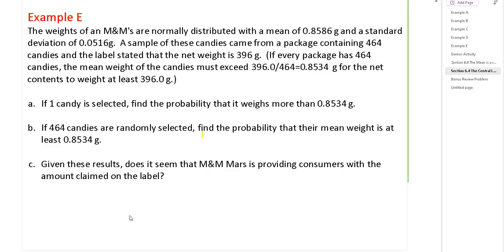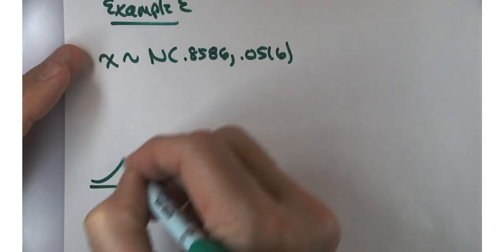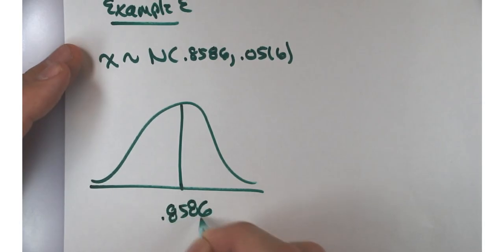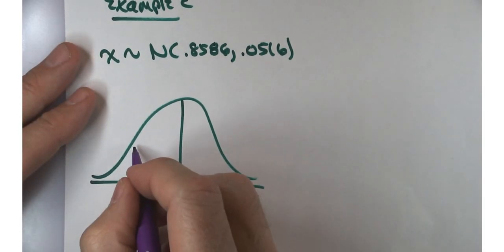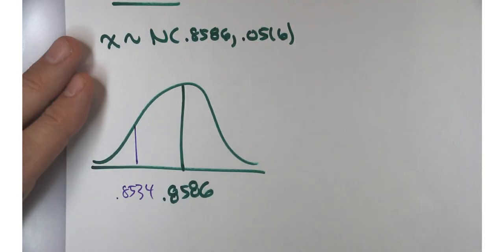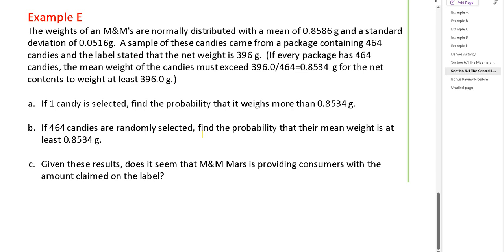Okay. If one candy is selected, find the probability that it weighs more than 0.8534 grams. So let's draw our distribution and try and find out what we expect. So here's our distribution, 0.8586. And then I've got this value over here, 0.8534. If one candy is selected, find the probability that it weighs more than 0.8534.